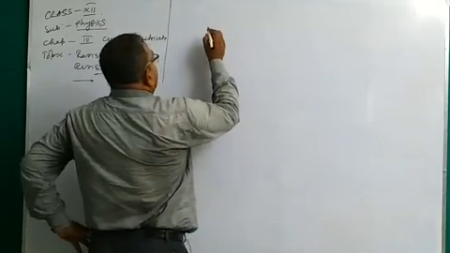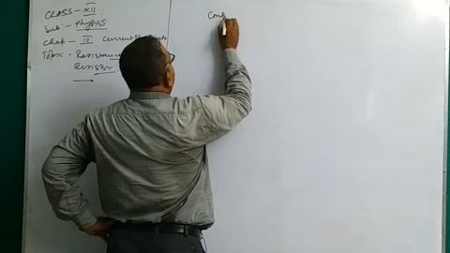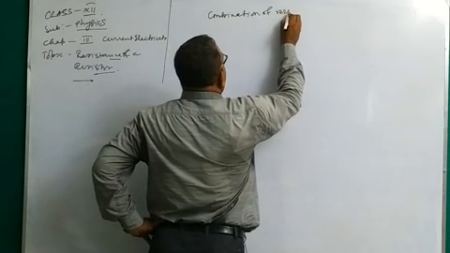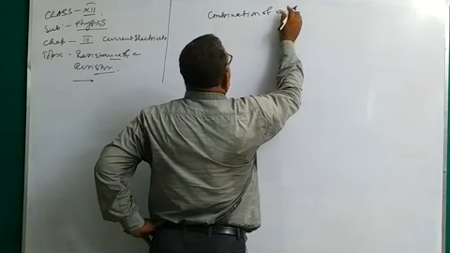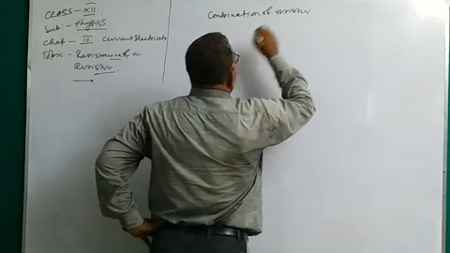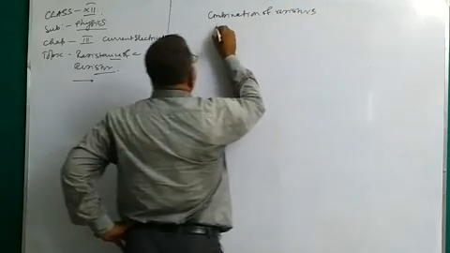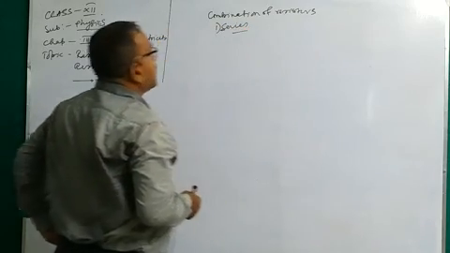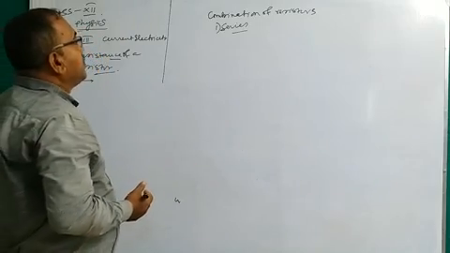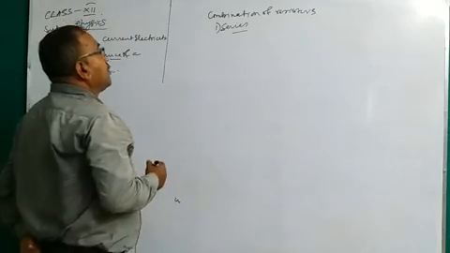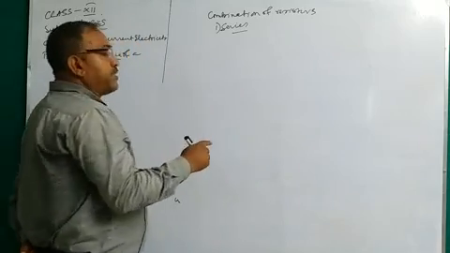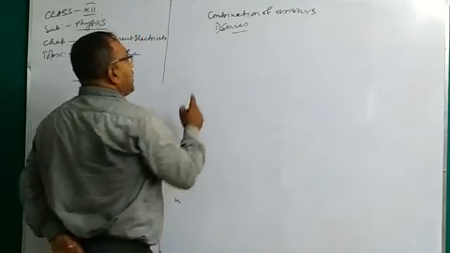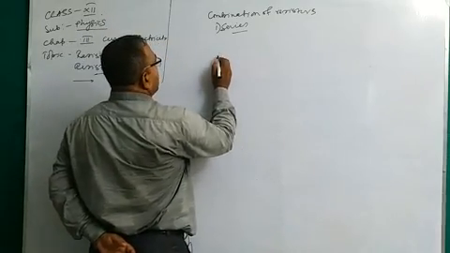First, the combination of resistors. First one is series and second is parallel. For the combination of resistors, we find out the equivalent resistance of those resistors.